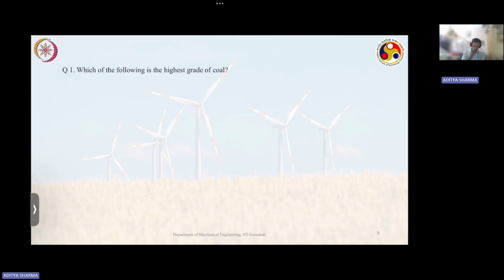Okay, so this is your first question, which says, which of the following is the highest grade of coal. Four options have been given. Please have a look at the four options. First option is lignite. Second is anthracite. Third is bituminous, and fourth is subbituminous.